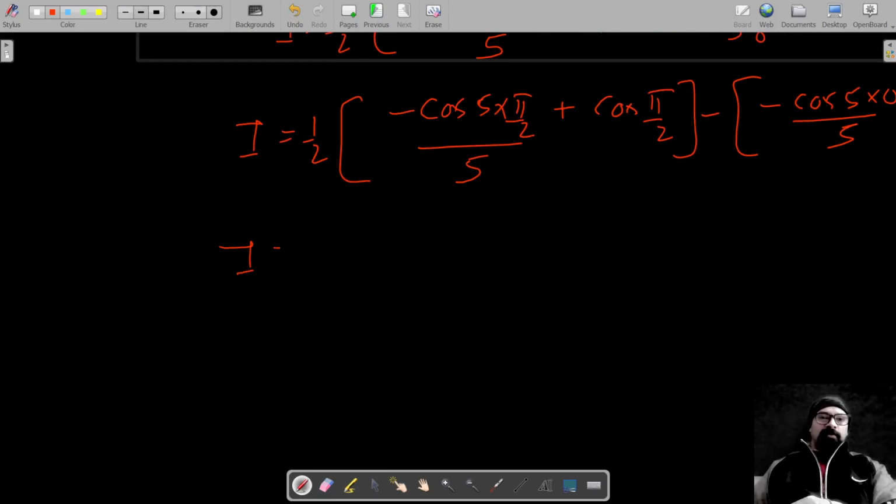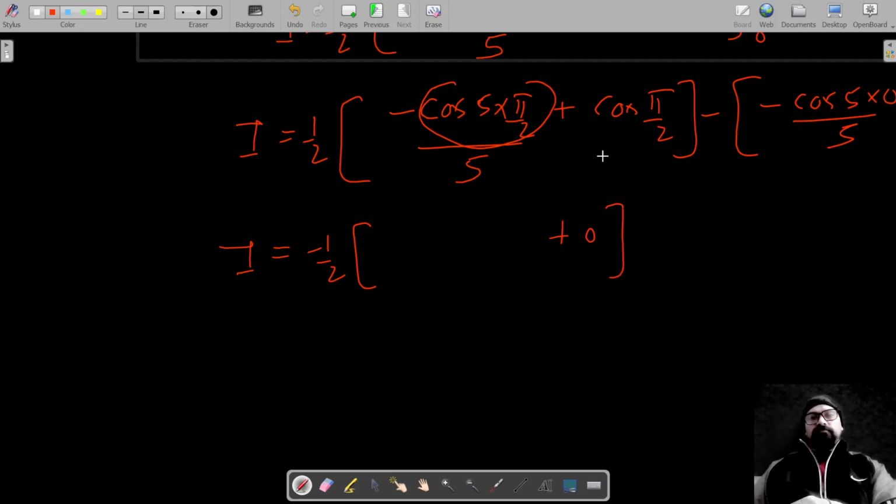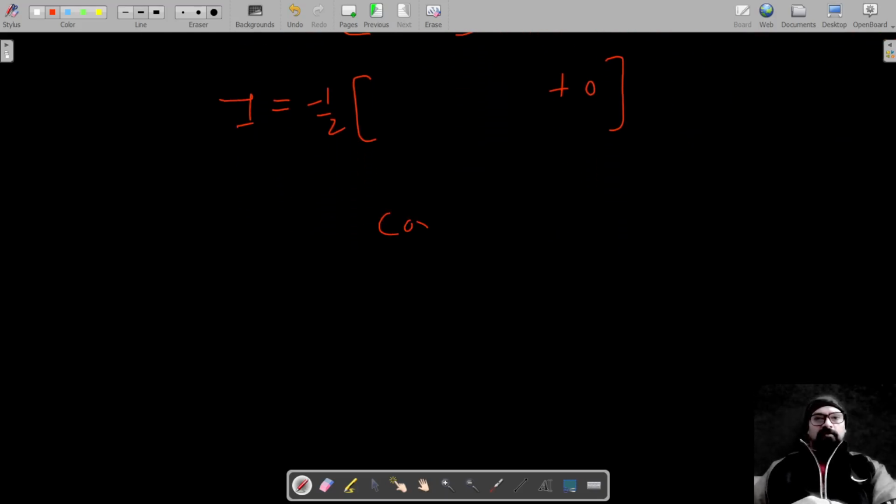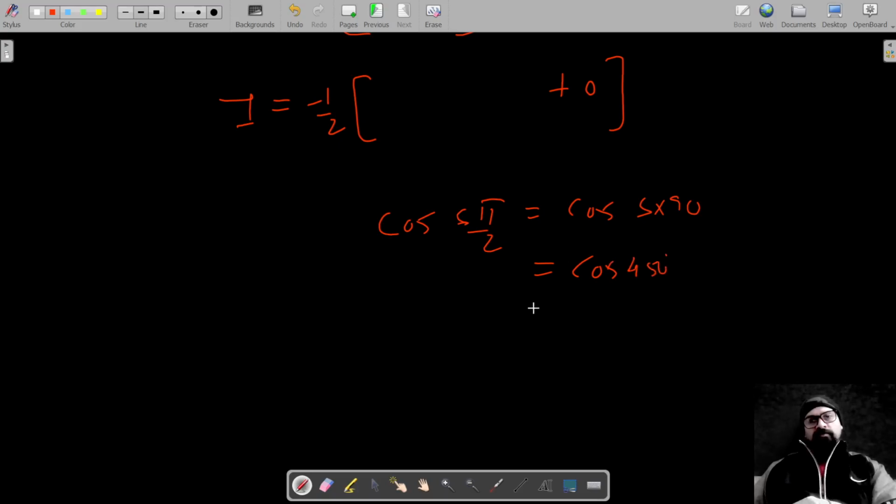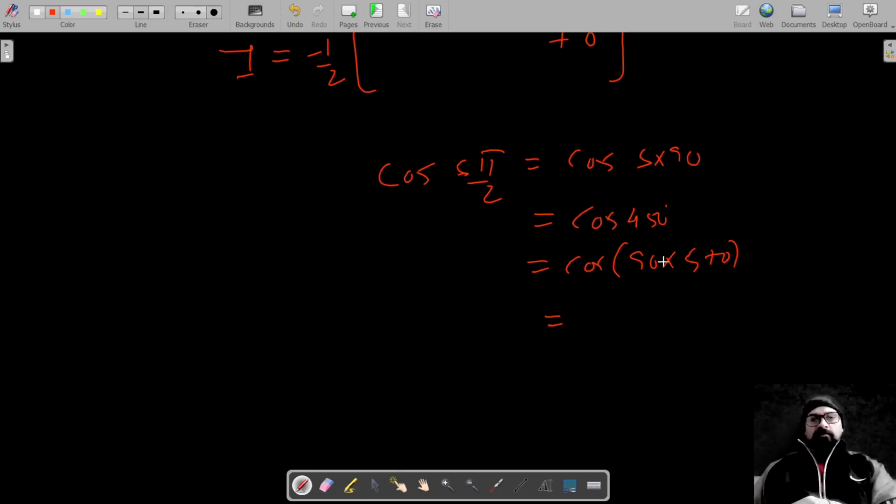Okay, now let's evaluate. This is negative half. Let's evaluate cos 5 pi by 2, because cos 90 is 0. Cos of 5 pi by 2 is cos of 5 into 90 degrees, so this is equal to cos 450, which can be written as cos of 90 into 5 plus 0. Okay, so 5 means it changes to sine. So this is sine 0, which is equal to 0.